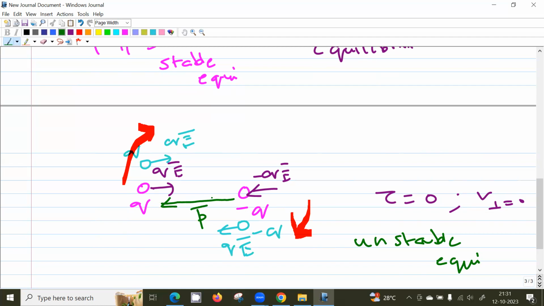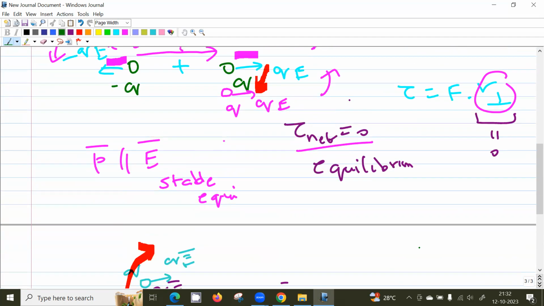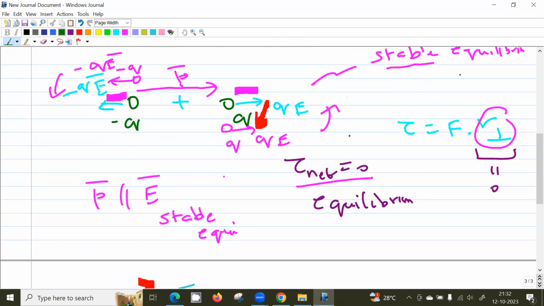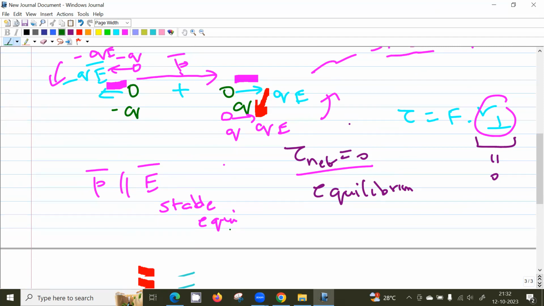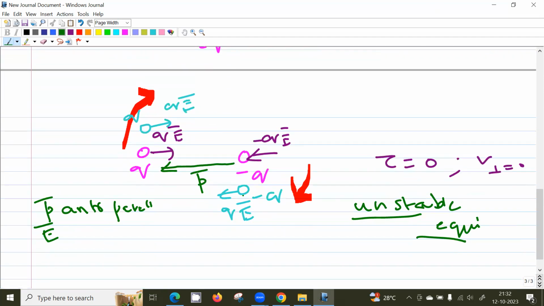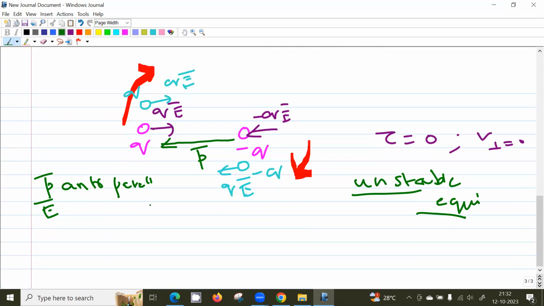Here the P is from minus Q to plus Q, so P is towards left and the electric field is towards right. When P and E are anti-parallel, or we can say the angle between them is 180 degrees, it's an unstable equilibrium position. When P and E are parallel, it's a stable equilibrium position. Here P is towards right, minus Q to plus Q, and E is also towards right. So the angle between P and E is 0 degrees, and it's a stable equilibrium position.